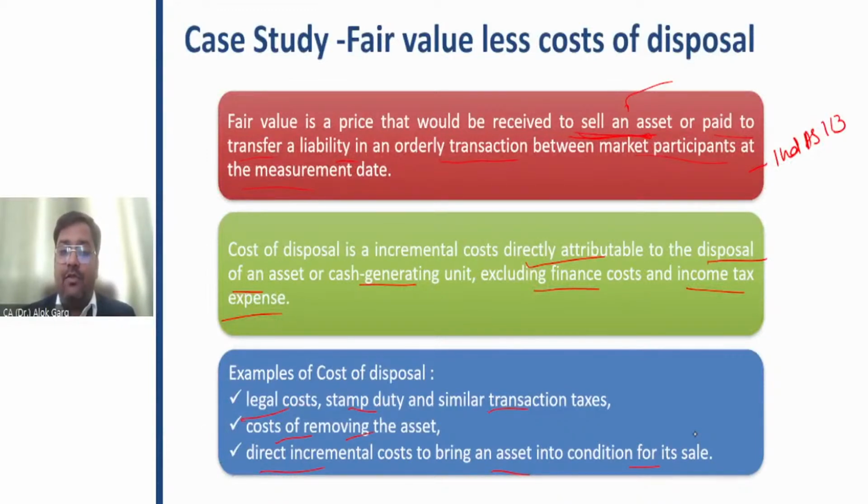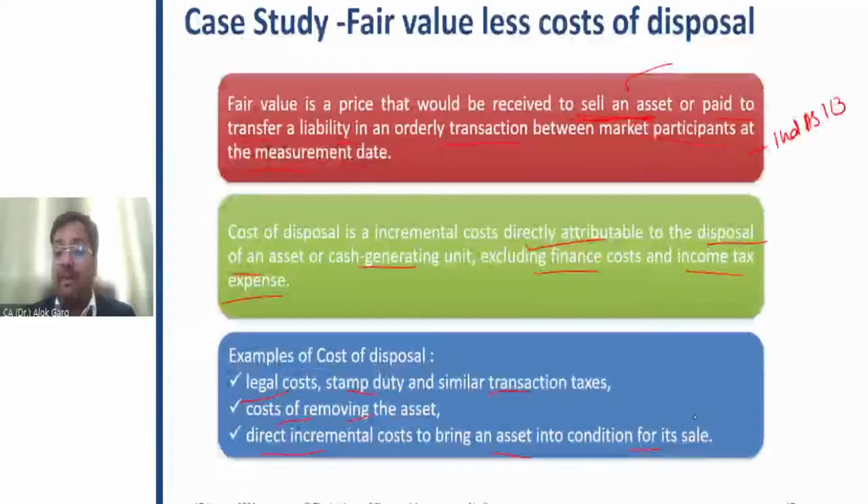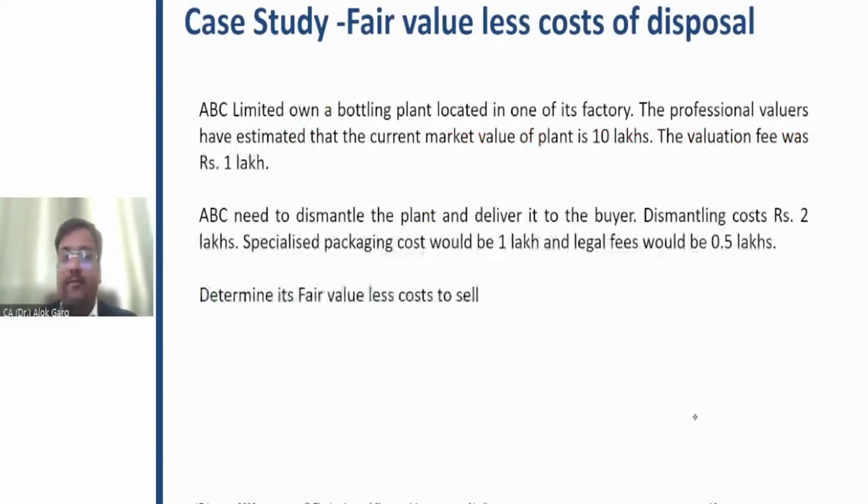So examples of cost of disposal are legal costs, stamp duty, similar transaction taxes, cost of removing the asset, and directly incremental costs to bring an asset into condition for its sale. It does not include finance cost and income tax expenses. Clear? Okay. Let's do this case study.